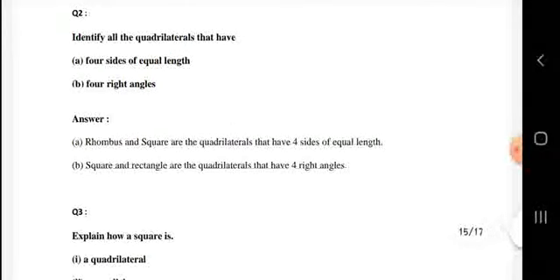Next, let us identify the quadrilaterals that have four sides of equal length. So rhombus and square. And four right angles. So that is square and rectangle.